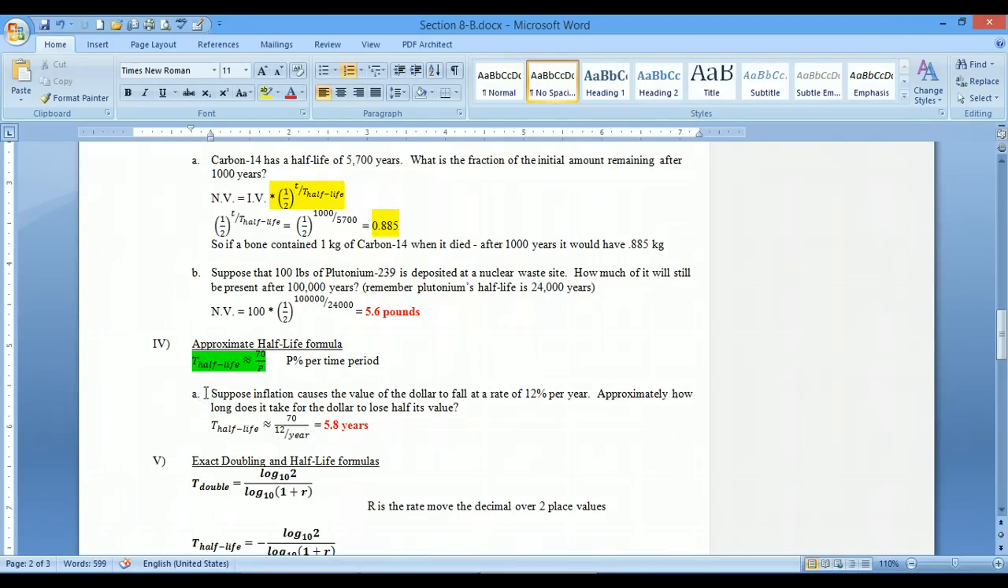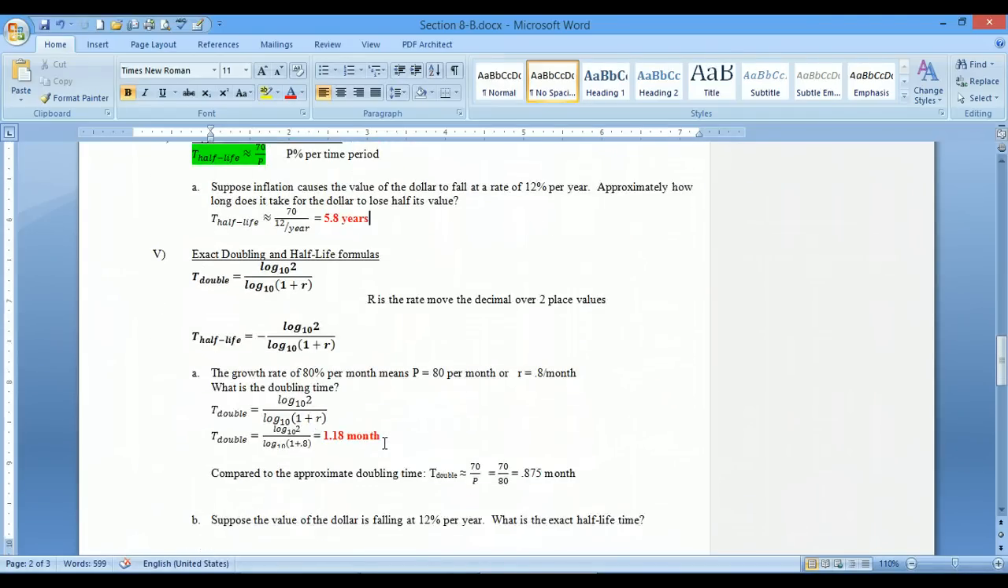Let's suppose that inflation causes the value of the dollar to fall at a rate of 12% per year. Approximately, how long does it take for the dollar to lose half of its value? So we take T half-life, which is approximately equal to 70 divided by 12 per year. Now remember, 12%, you don't change it to a decimal on these ones. And because I'm dividing by a fraction, which is multiplying by the reciprocal, the divide a year, reciprocal means flip it upside down, and years come up on the top. 70 divided by 12 is 5.8 years.